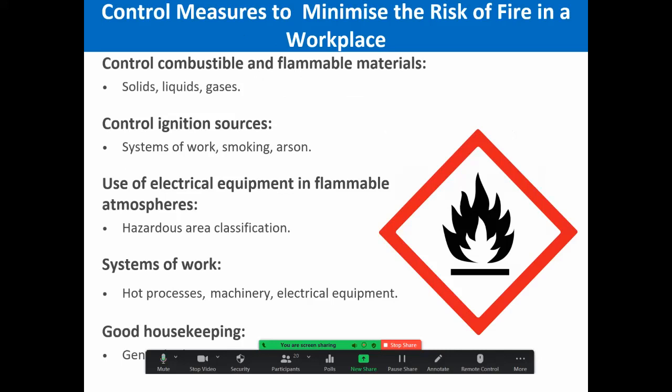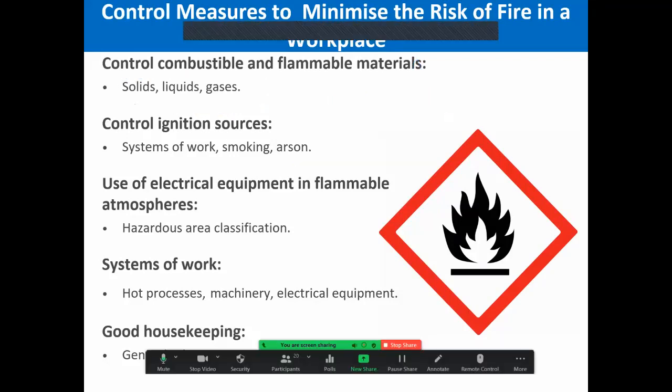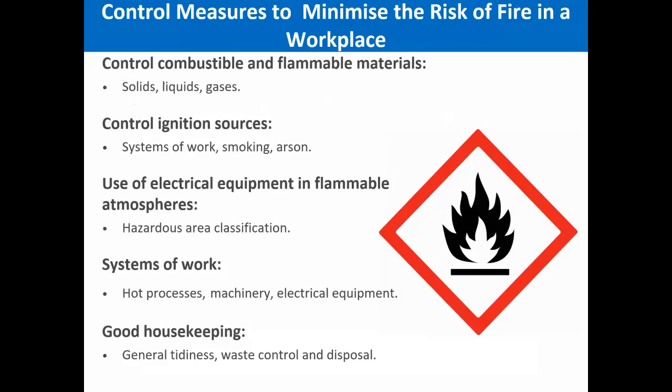The control measures to minimize the risk of fire in the workplace include, first of all, control of all combustible and flammable materials. So what are you doing by controlling combustible and flammable materials? The solid, liquid, and gases are all types of fuel. Whatever burns is called fuel. So you need to control the fuel. If you control the combustible and flammable materials, you can minimize the risk of fire. You will not be able to eliminate it completely, but you will be able to reduce it.